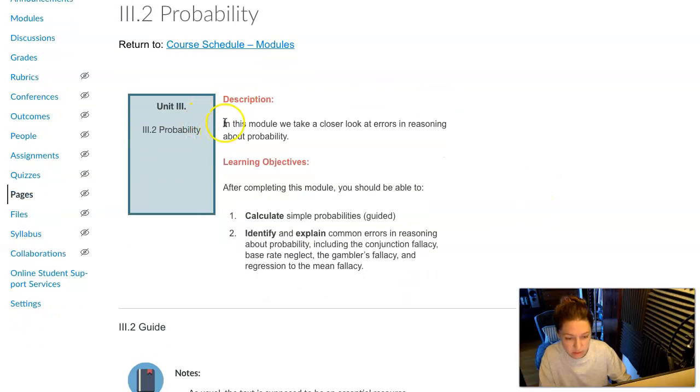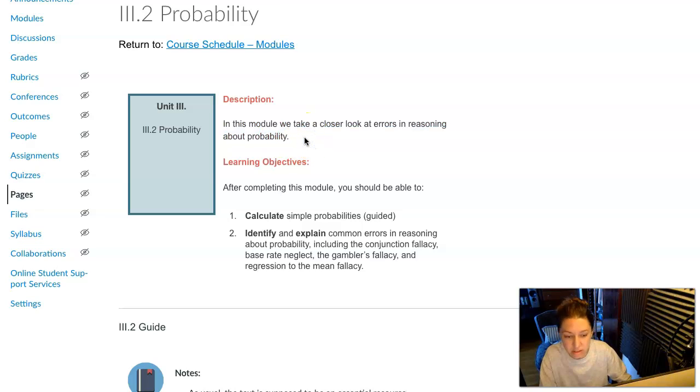Okay, so description, we're going to take a closer look at errors in reasoning about probability. And that's our real focus here, errors in reasoning about probability. You're not going to be asked to do a lot of probability or any complex probability calculations on your own. Most of the calculations you'll be asked to do will be guided, and our emphasis will be on the kinds of errors we make when we reason about probability.